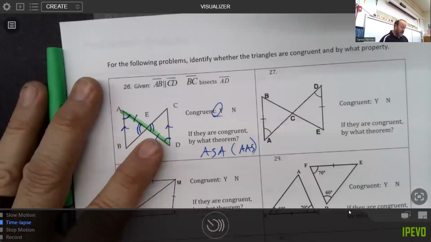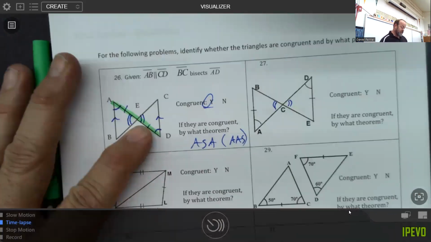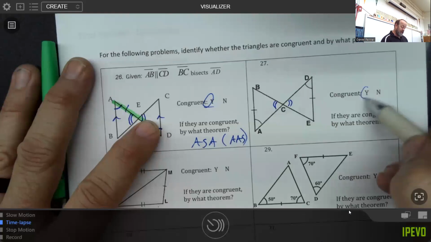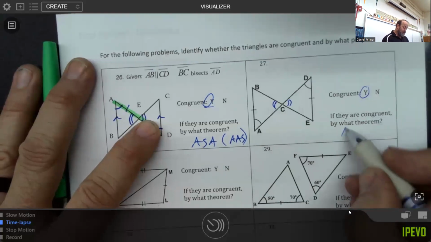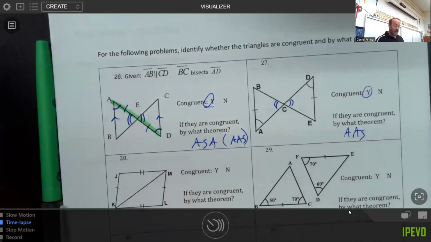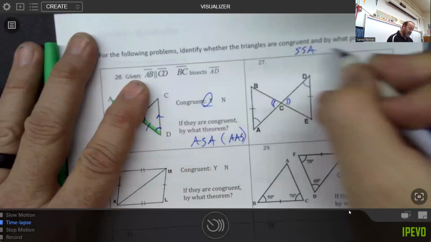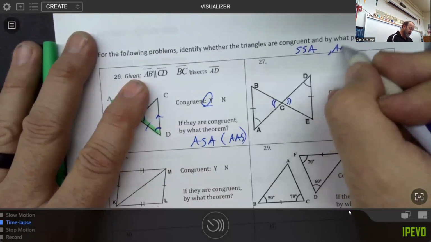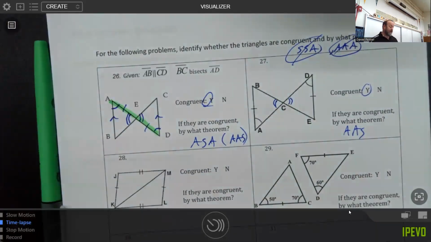Okay, number 27, we could come in here and pop this in because of vertical angles. And now they're definitely congruent again because we have AAS. You could say SAA, and that would be equivalent as well. Remember, the ones that we don't want to do is we don't want to do angle side side, and we don't want to do AAA. Those are the bad guys. We're looking for three letters, but we cannot ever have those two.